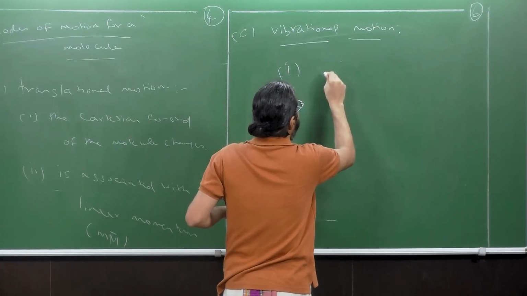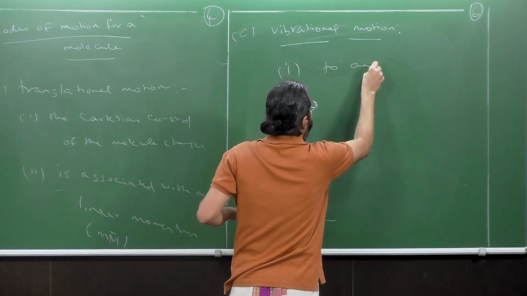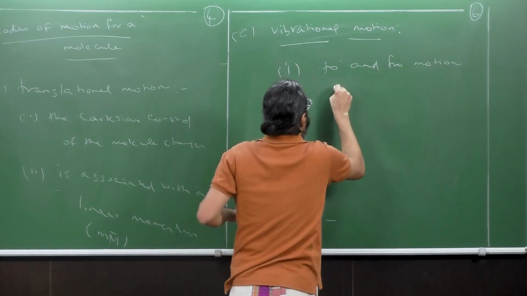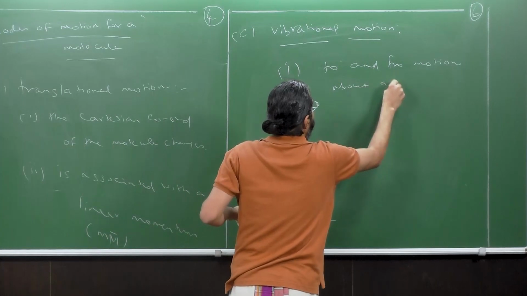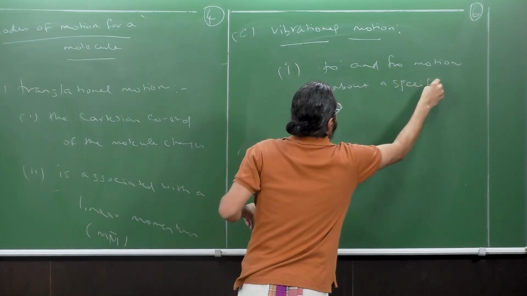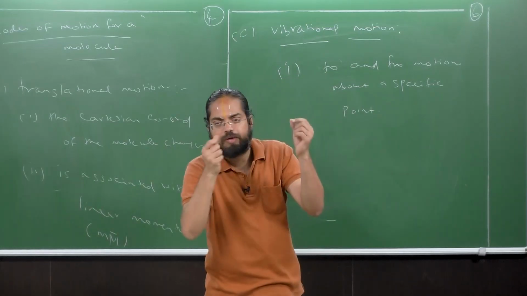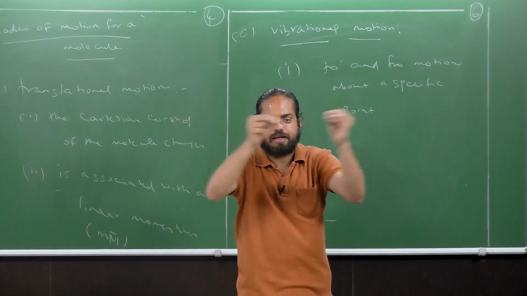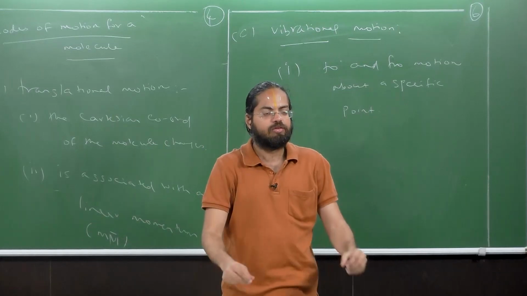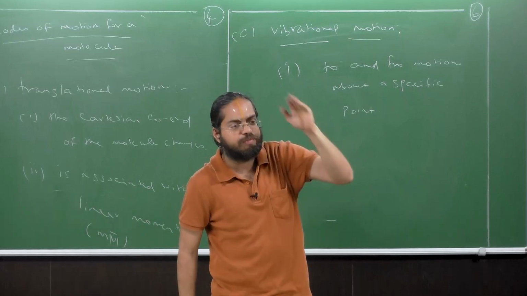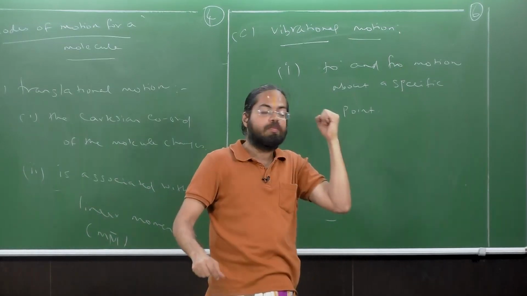So overall, it could be understood as some sort of a to and fro motion about a specific point. What do we always think of vibrational motion? It's like tuck, tuck, tuck, tuck. So the key thing is to and fro. You have motion going away from a point, and the motion has to be restored back to the same point.